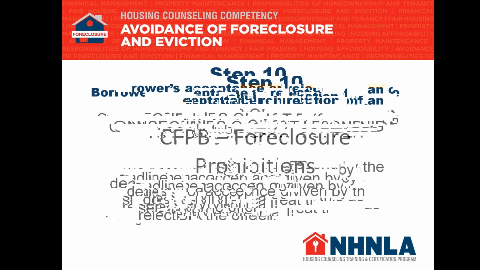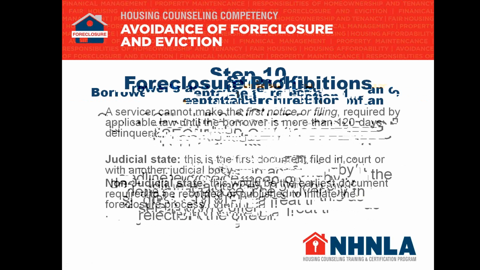So now we've got some foreclosure prohibitions. And let me tell you what page that starts on, because this goes on for just a minute. Page 16. CFPB foreclosure prohibitions. A servicer cannot make the first notice of filing required by applicable law until the borrower is more than 120 days delinquent. In judicial states, this is the first document filed in the court or with another judicial body. In non-judicial states, this would be the earliest document required to be recorded or published to initiate the foreclosure process.